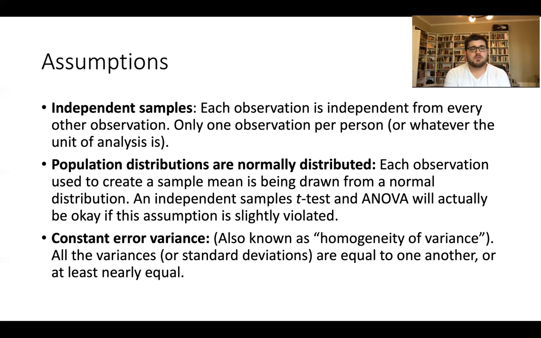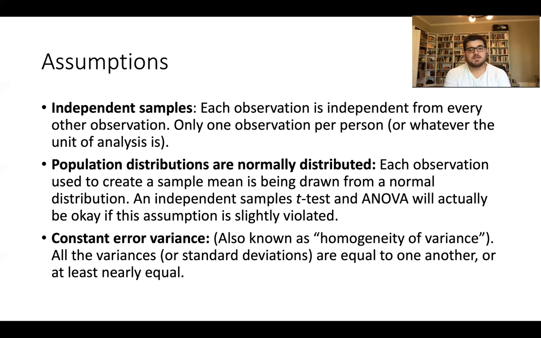You also assume that the population distributions are normally distributed. So for an independent samples t-test, it's assumed that the 2 sample means are being drawn from a normally distributed population of possible observations, for both groups. For ANOVA, it's assumed that for each group, 3 or more groups, each one is coming from a normal distribution.